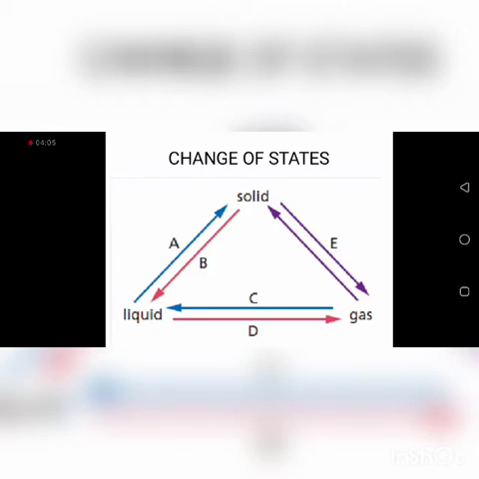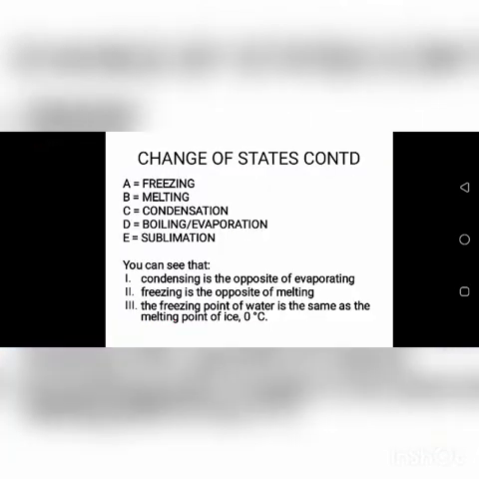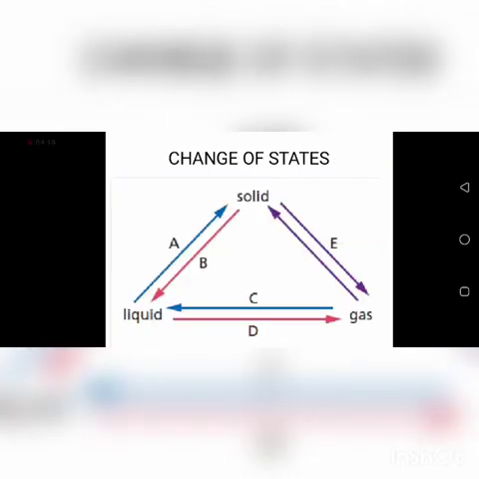I now use letters A, B, C, D, E, and F to represent these changes of matter. If you look at this next page, A is freezing. When a liquid cools, a liquid turns to solid, we call it freezing.